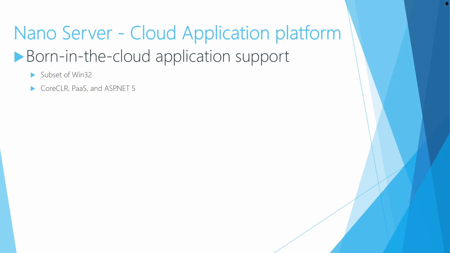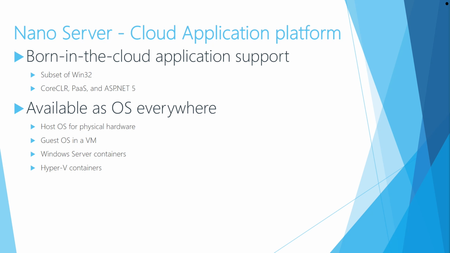Okay, so snapping back to where we were here, the point is to support applications that are born in the cloud. We're not trying to bring legacy Win32 apps to Nano Server as the first tenant. It's to support a new generation of application and tool. A subset of the Win32 APIs exist. Again, CoreCLR, PaaS, .NET.